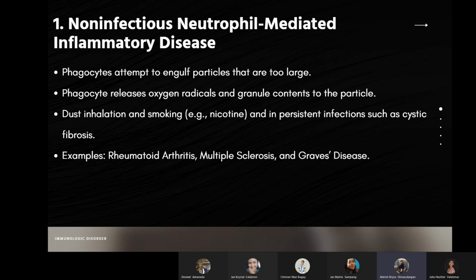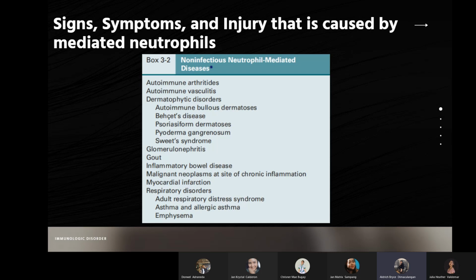Ito po yung mga disease na talagang sobrang malala na po pag hindi na po makontrol nung phagocyte yung kanilang pag-engulf at nagko-cause na po ng too much damage, hindi lang po sa tissue, kundi sa mismong organ na din po. Next slide, please.